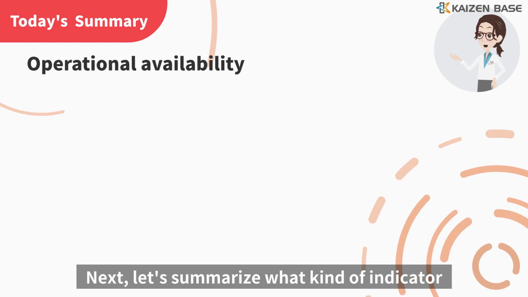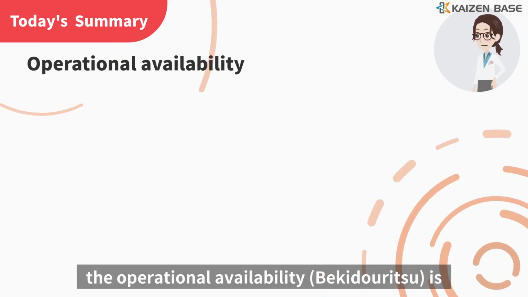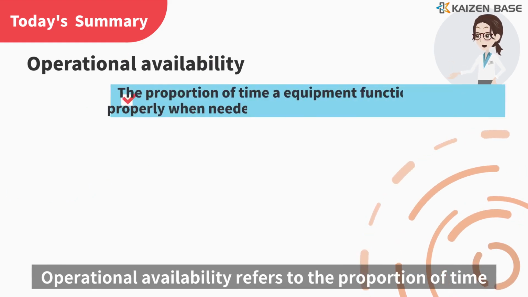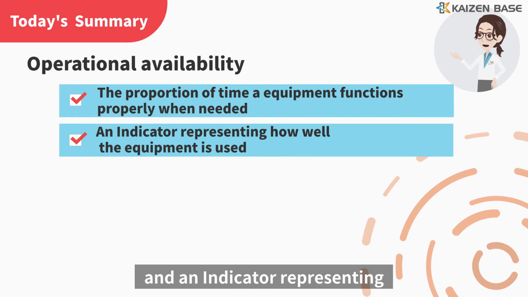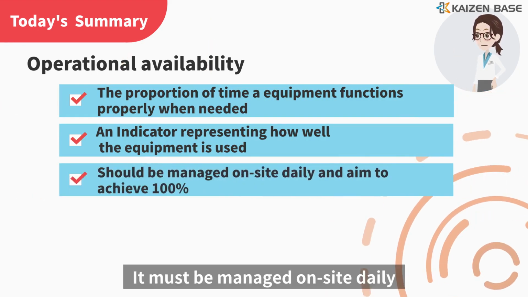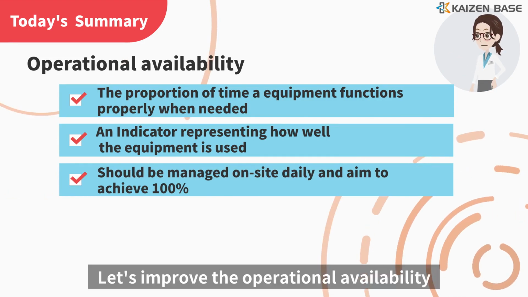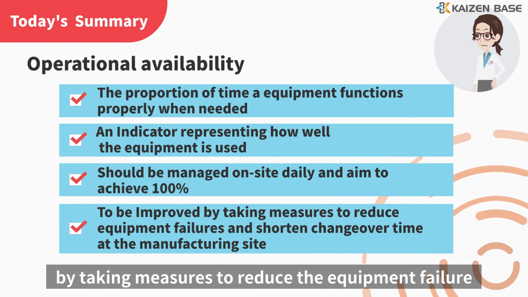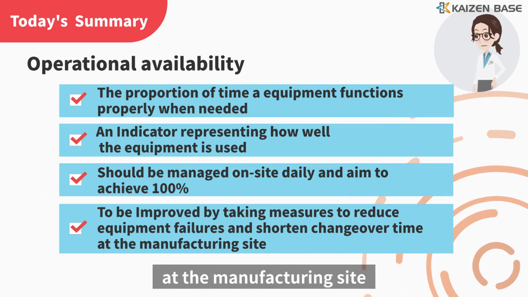Next, let's summarize what kind of indicator the operational availability is. Operational availability refers to the proportion of time equipment functions properly when needed and an indicator representing how well the equipment is used. It must be managed on-site daily and aim to achieve 100%. Let's improve the operational availability by taking measures to reduce the equipment failure and shorten changeover time at the manufacturing site.